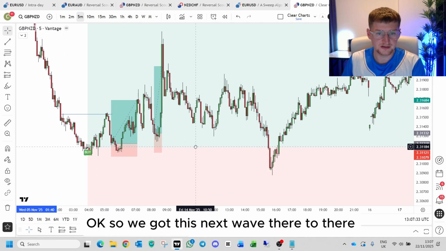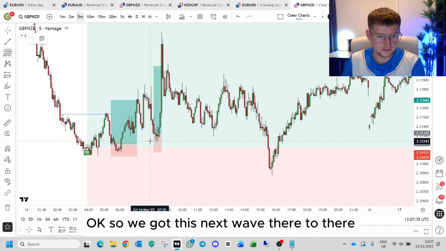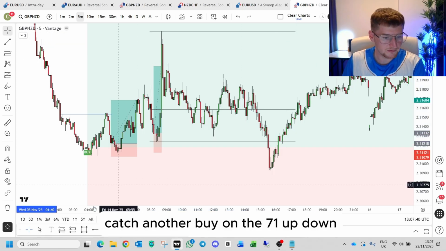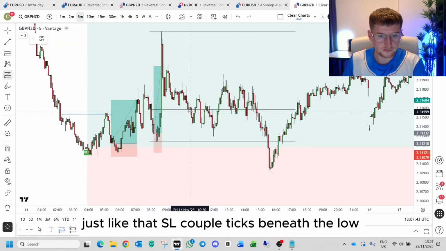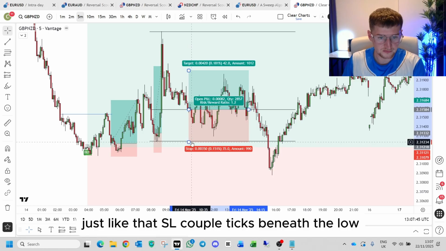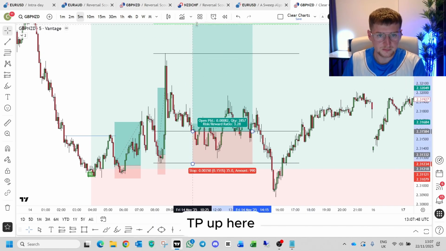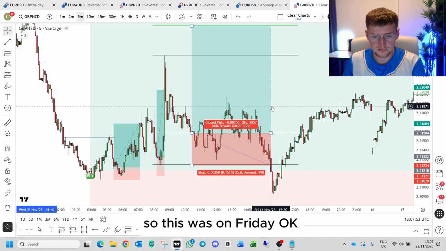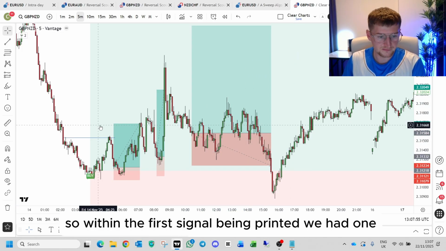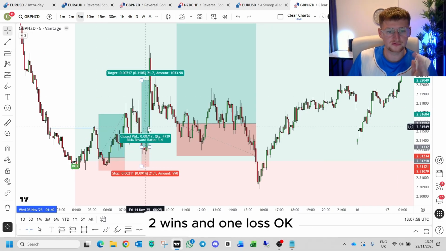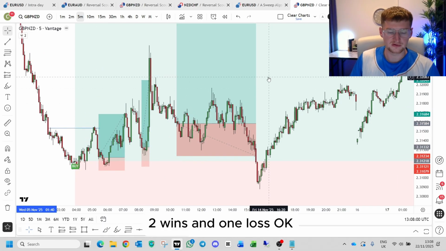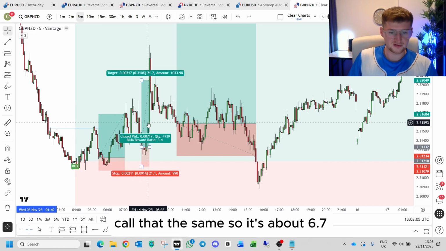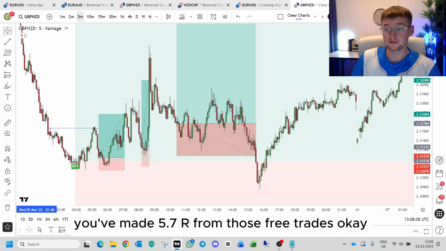Then what do we do? We've got this next wave, there to there, catch another buy on the 71, up, down, just like that, SL a couple ticks beneath the low, TP up here, and now that one had a stop loss hit. So this was on Friday. Within the first signal being printed, we had 2 wins and 1 loss. If you add those up, 3.35, call that the same, so it's about 6.7. You've made 5.7 R from those 3 trades.